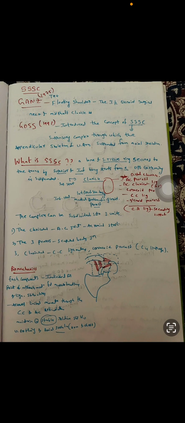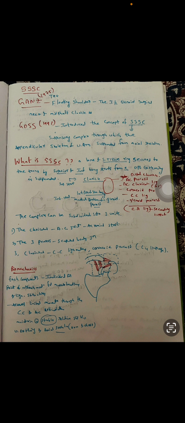What is SSSC? Superior Suspensory Shoulder Complex. Ganz in 1975 first coined the term the floating shoulder. The floating shoulder is, by definition, an ipsilateral glenoid surgical neck fracture along with a midshaft clavicle fracture. Goss in 1993 introduced the concept of the superior suspensory shoulder complex.